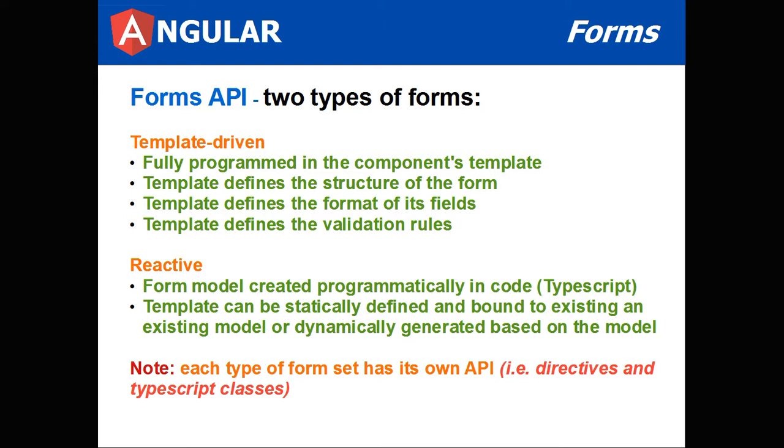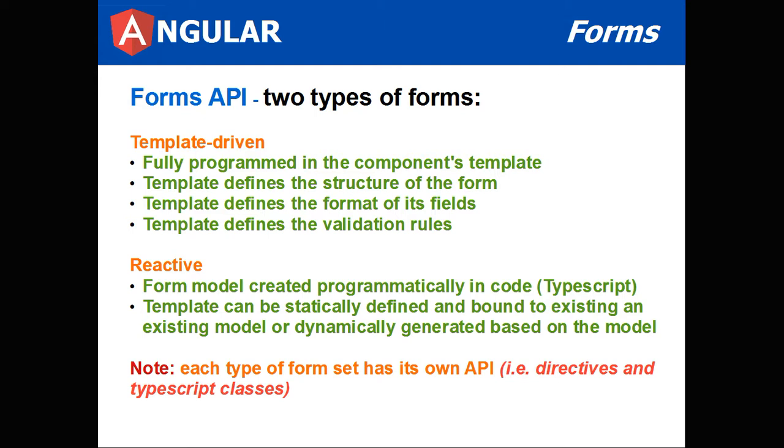Reactive forms have a form model created programmatically in the code, typically using TypeScript. A template can be statically defined and bound to an existing model, or dynamically generated based on the model. So in this particular API, you're modeling the form in the backend component, and then in the template you're creating a template which maps some or all of those attributes to the backend form model.